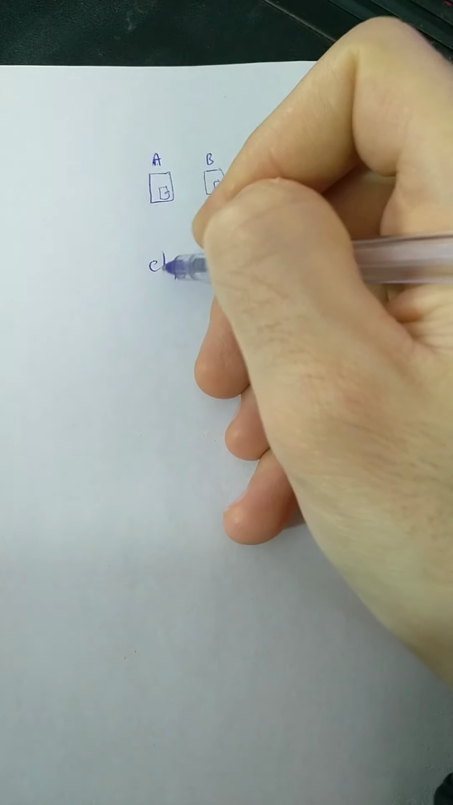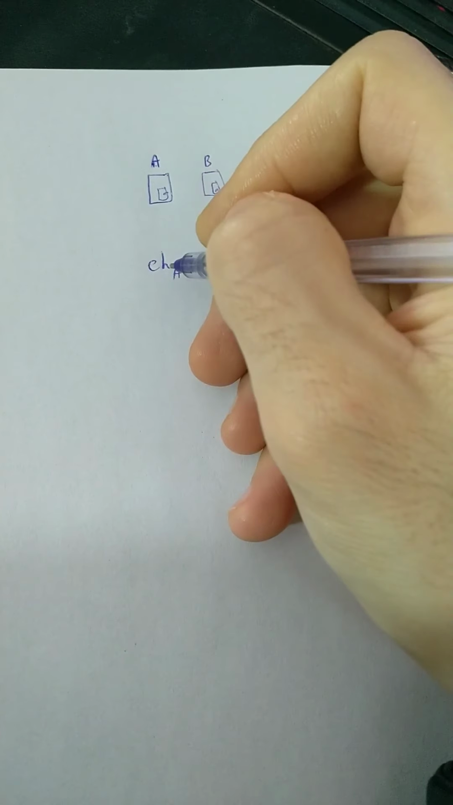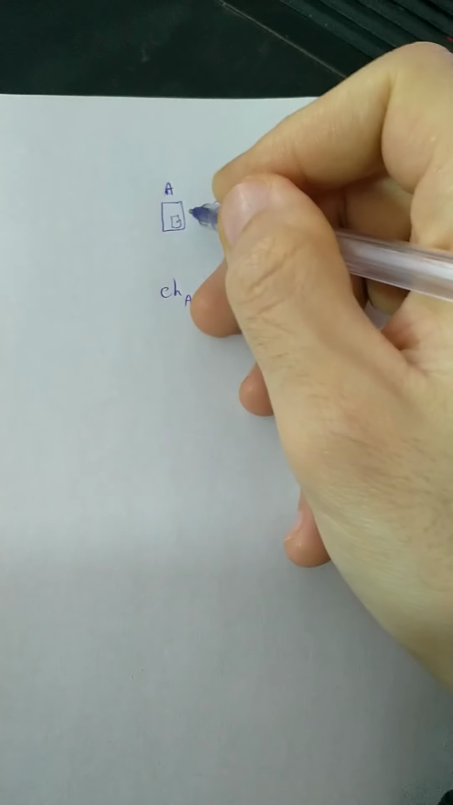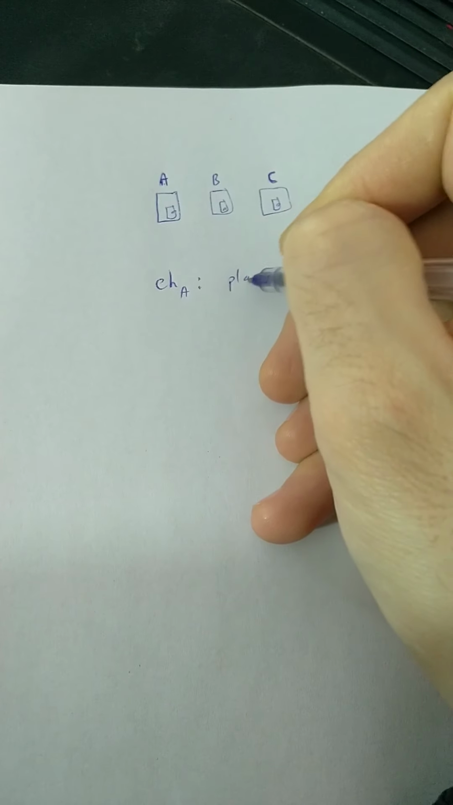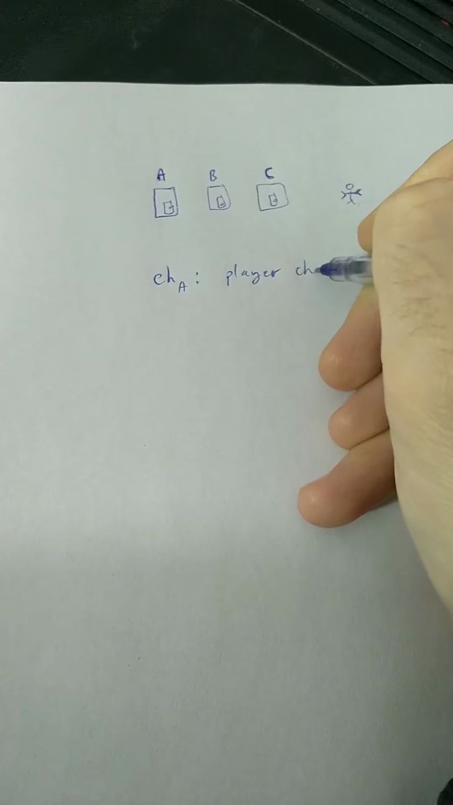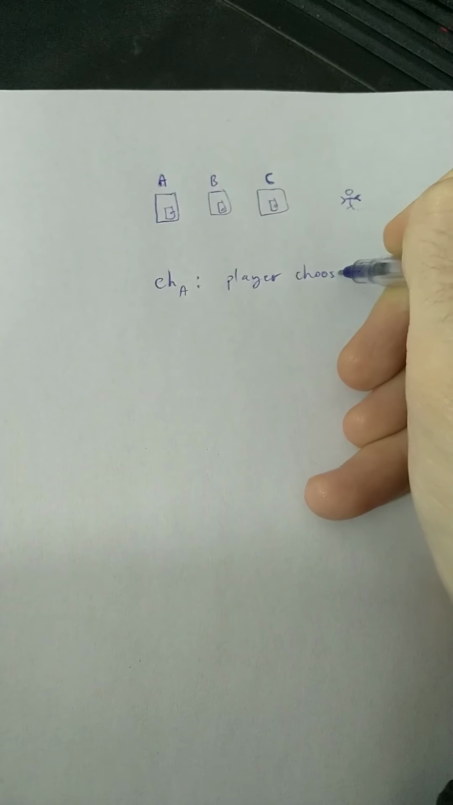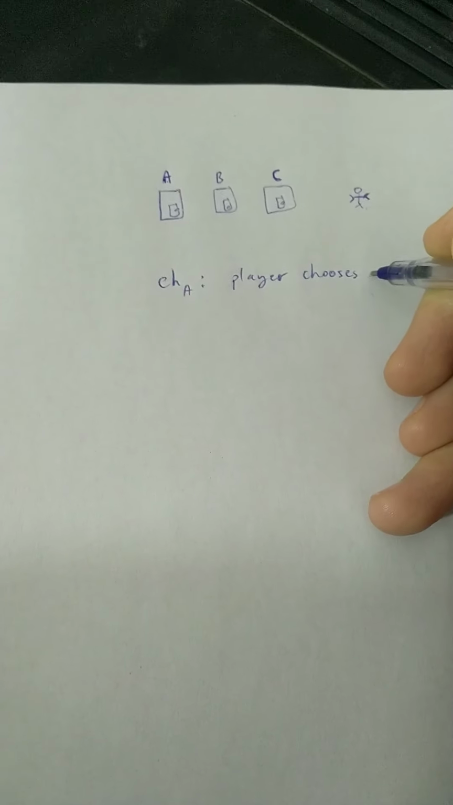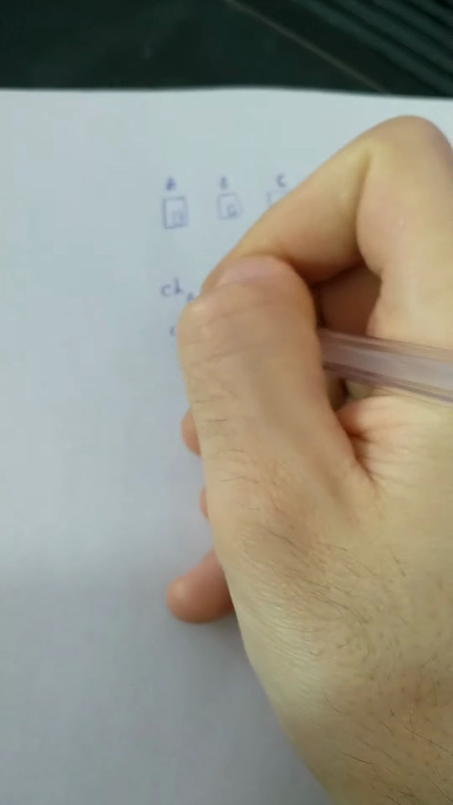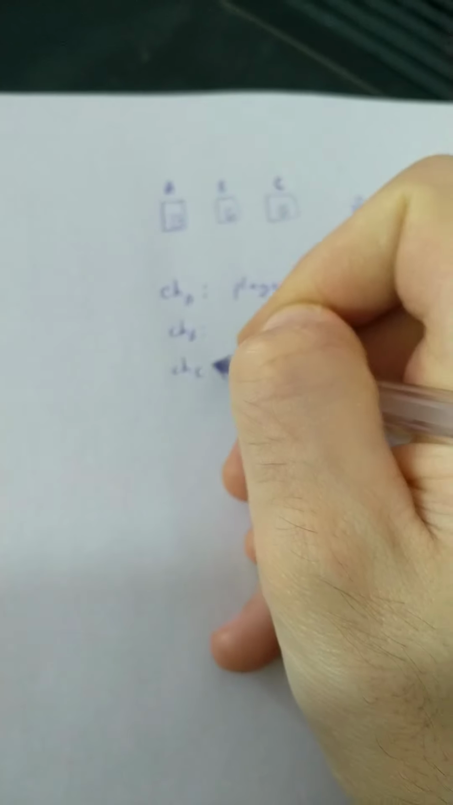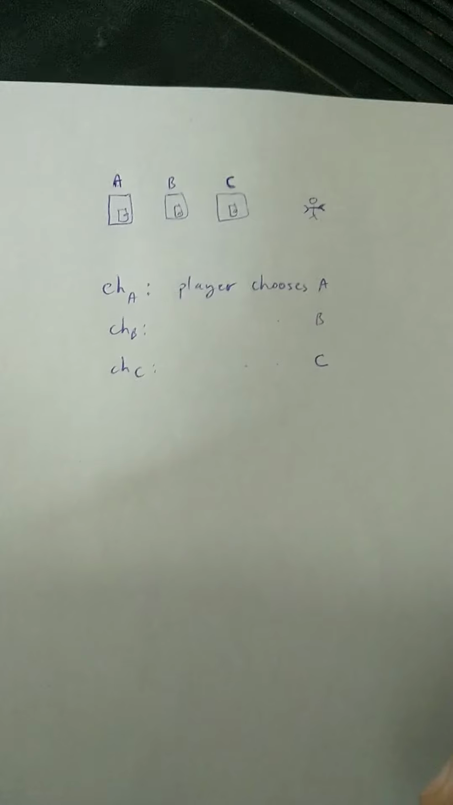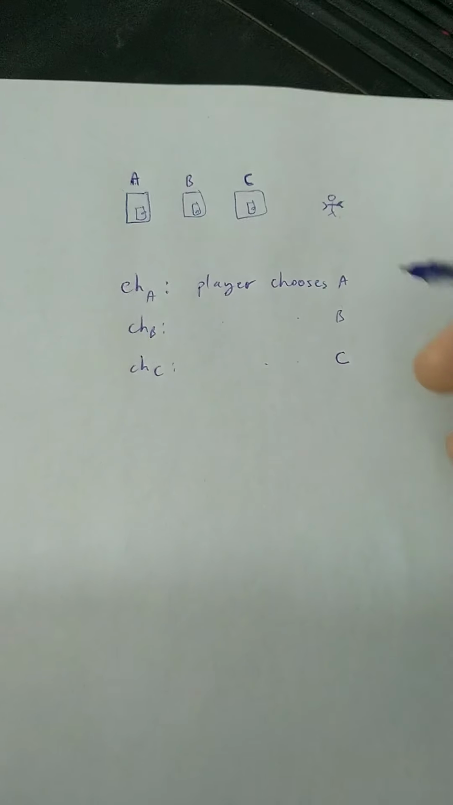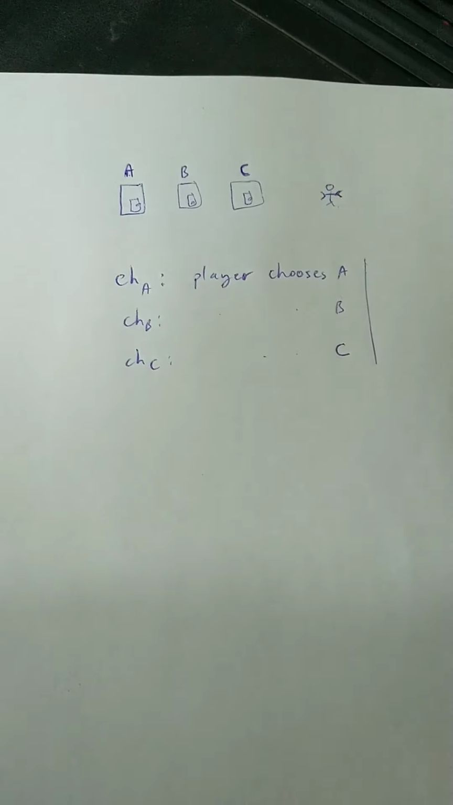So this is the probability of the first choice, the probability that you choose A. Let me just write it down here. Player chooses the door A, CHB, player chooses B, and CHC, player chooses C. Okay, let me focus the camera. So this is the first event.